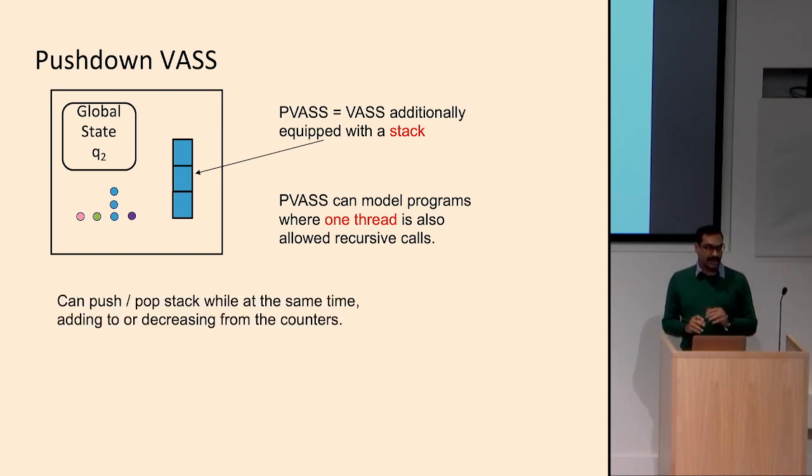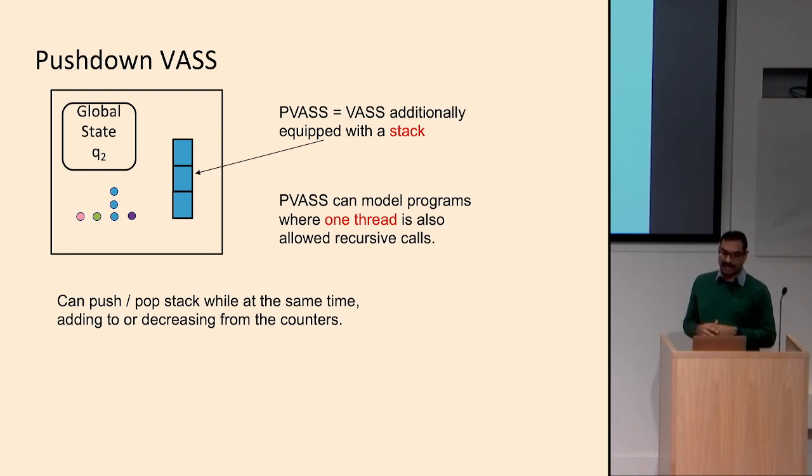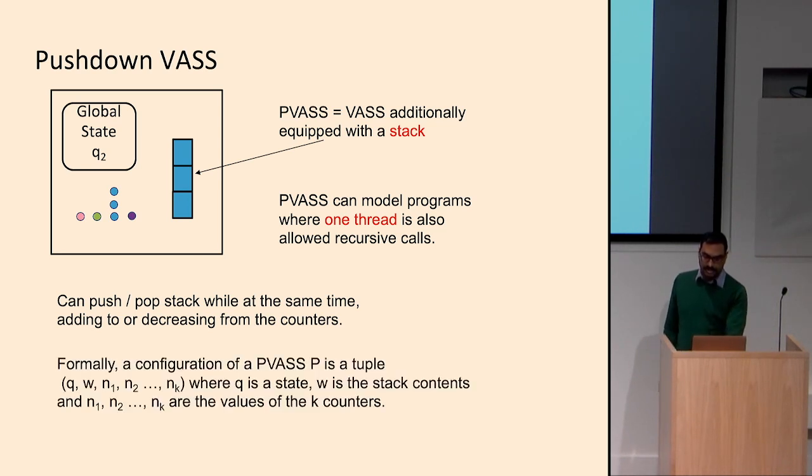So abstractly, you can push or pop on the stack, while at the same time you can add to or decrease the counters. Formally, a configuration of a PVASS is a tuple: the state Q, a stack content W, and the values of the K counters, some N1 through Nk, which are numbers.